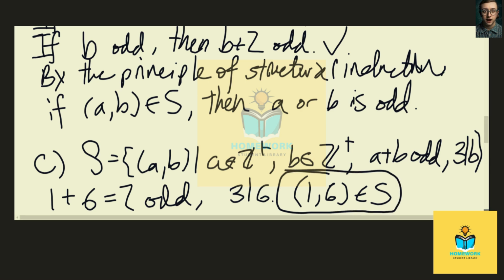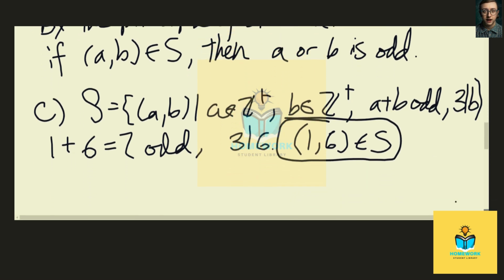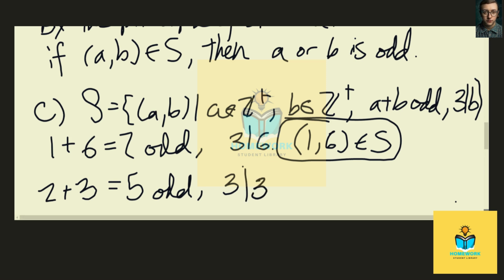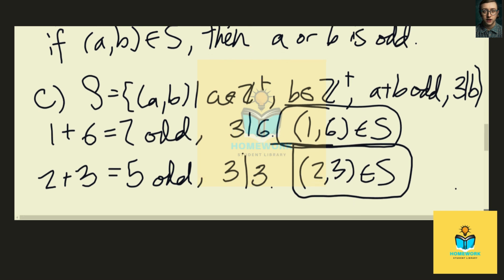It's kind of the smallest we can get in a way. And then we also have that 2 plus 3 equals 5, which is odd. And we have that again, 3 divides 3. This is the smallest we could pick for this. And so it follows that 2, 3 lies in S. This is our base case.